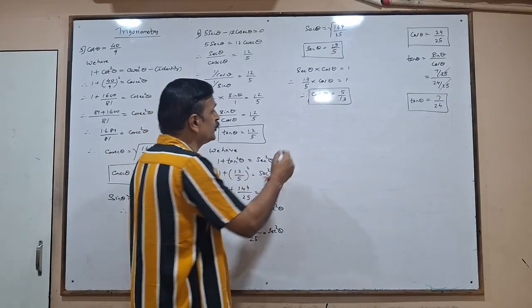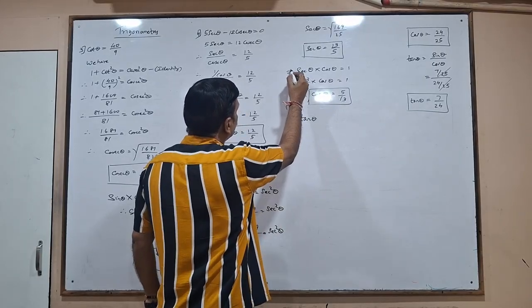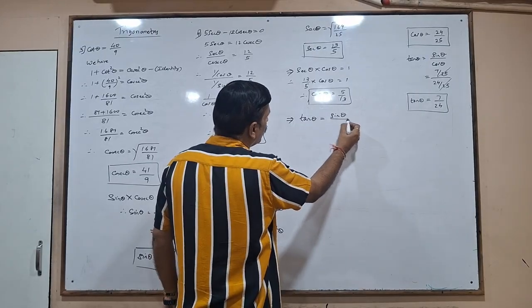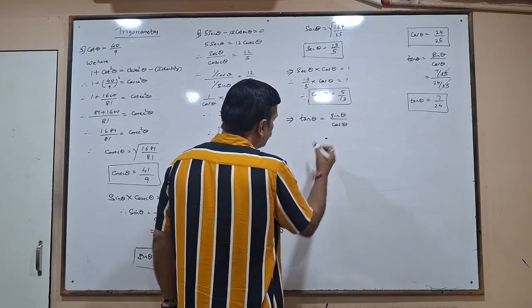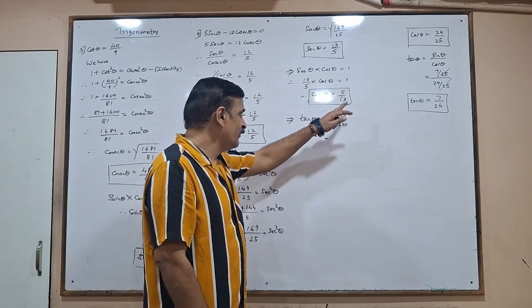By using a relation, tan theta is equal to sin theta upon cos theta. We can use this relation because we know tan, we know cos, we want sin.